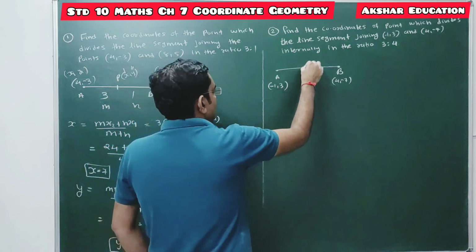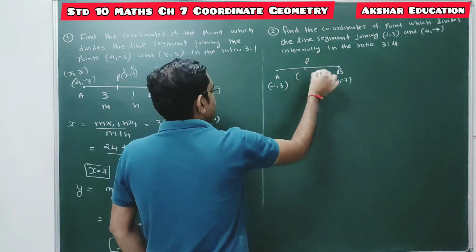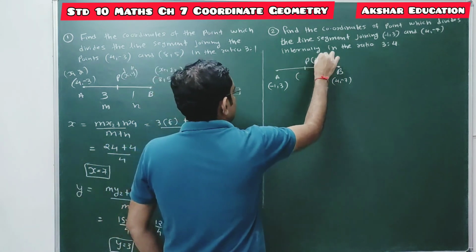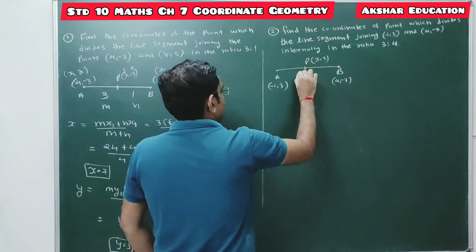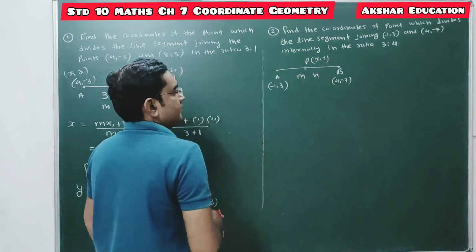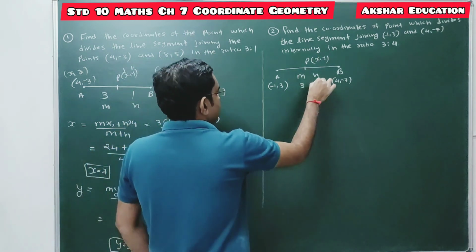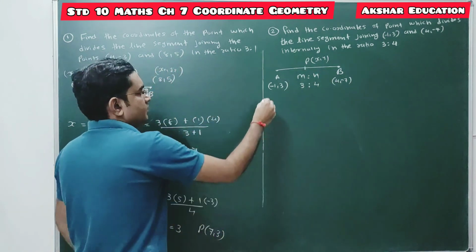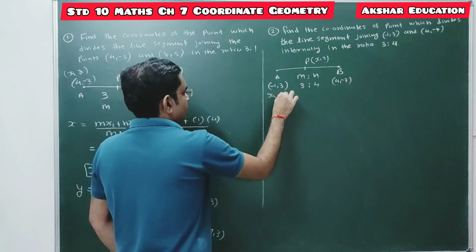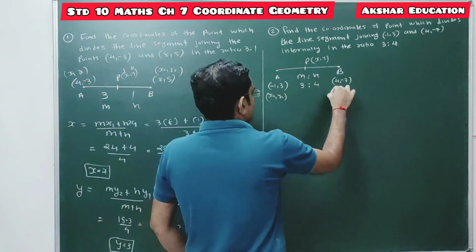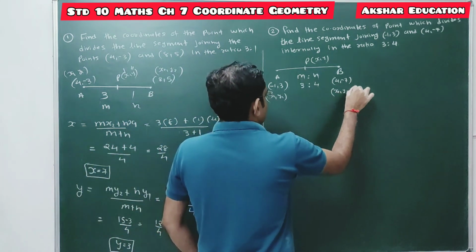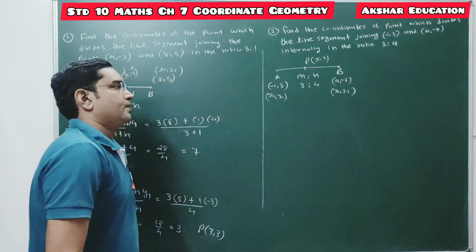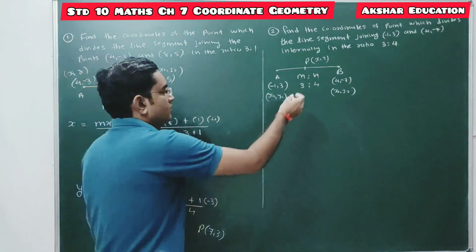Here the coordinates of point P divide this line segment in the ratio m:n, and that ratio is 3:4. Done. This is the value of x1, y1, and these are the values of x2, y2. Now you have to put the values.